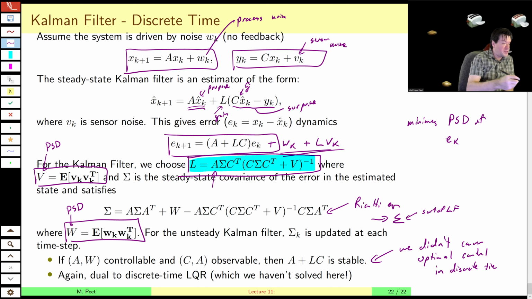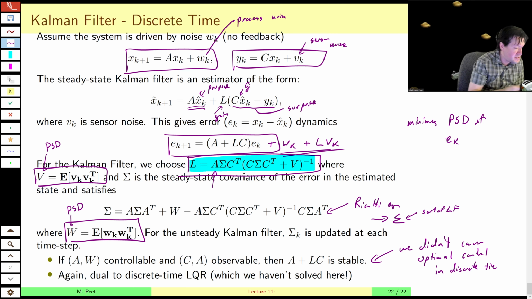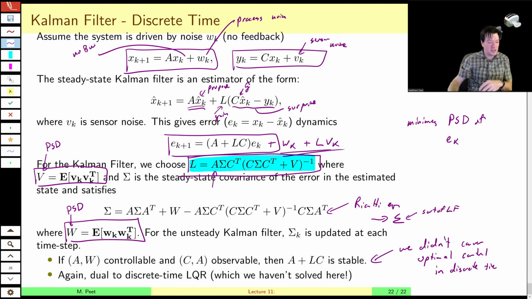Again, it seemed unnecessary, so I didn't put the input here. No input, so this is just open loop estimation of a dynamical system. Of course, you could add the controller if you like, but I haven't done so here.